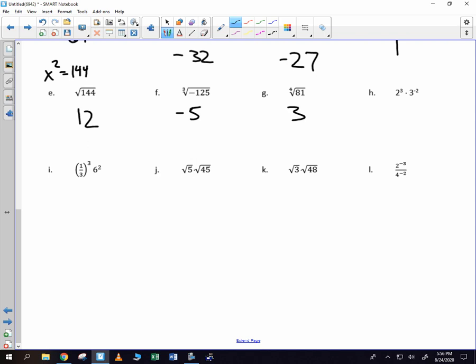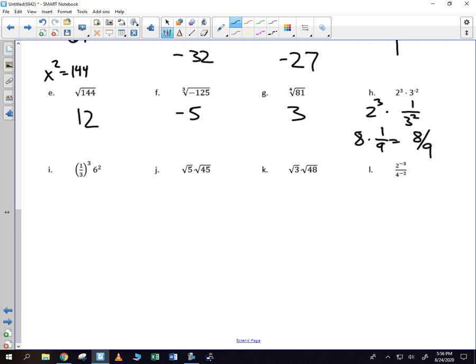And now we get a little bit more complicated. 2 cubed times 3 to the -2. That'll be 2 to the third times 1 over 3 squared, or 8 times 1 over 9. So that would be 8/9. So if you have a negative exponent, drop it to the denominator.